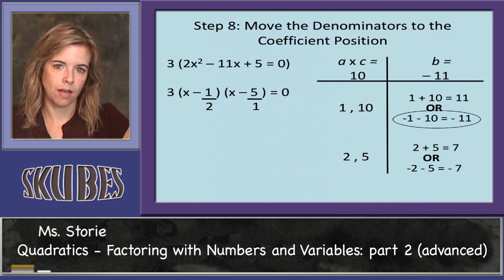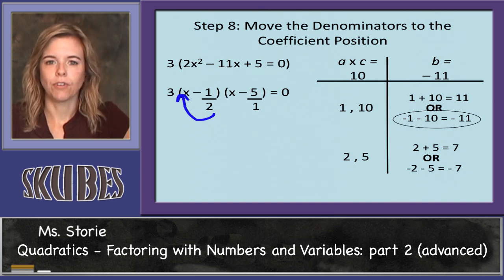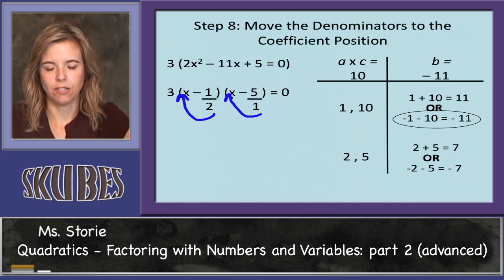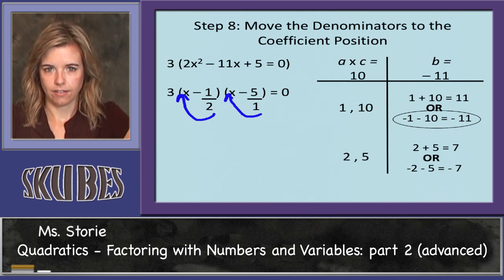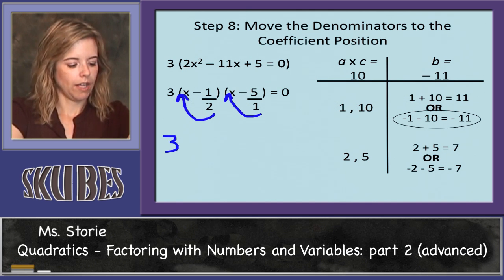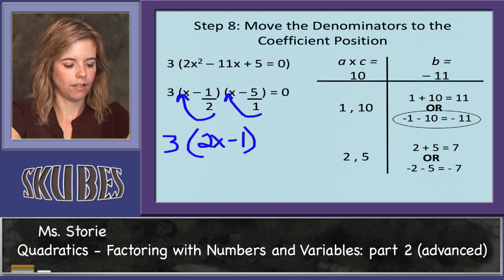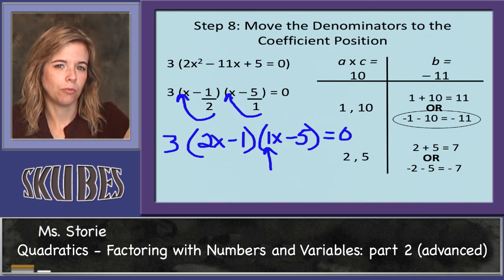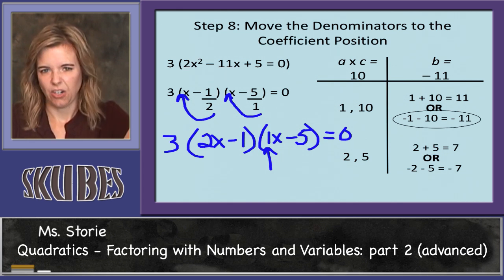Step 8 is move those denominators to the coefficient position. So the denominator of 2 gets moved up in front of the x to become the coefficient for x. The 1 from 10 divided by 2 gets moved up in front of the x. The denominators move to the front of the x's, to the coefficient position. So it should look like 3 times the 2 from the denominator moved up, minus 1, and the 1 from the denominator moved up, minus 5. And right here, when you have a 1, you usually don't write it. But in this case, I want to show you how it moved. But remember, once you have a 1 as a coefficient, you don't have to write it anymore.